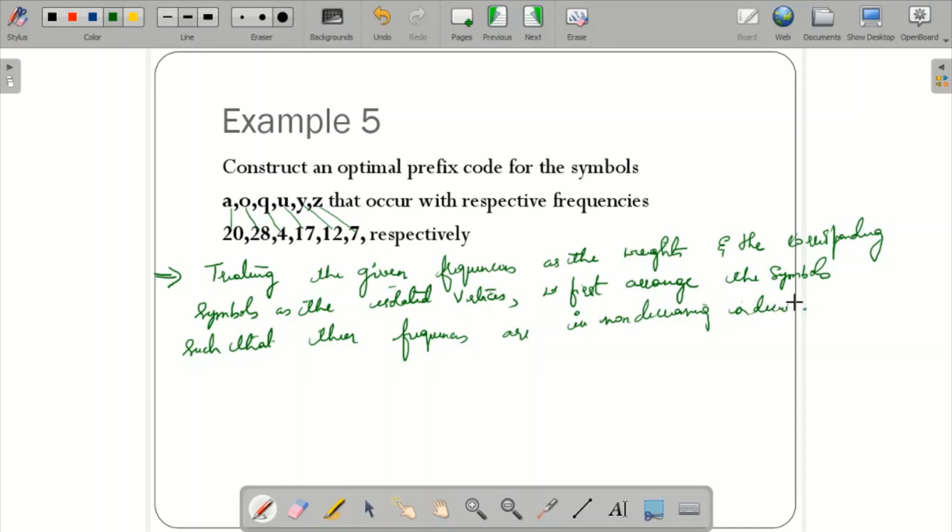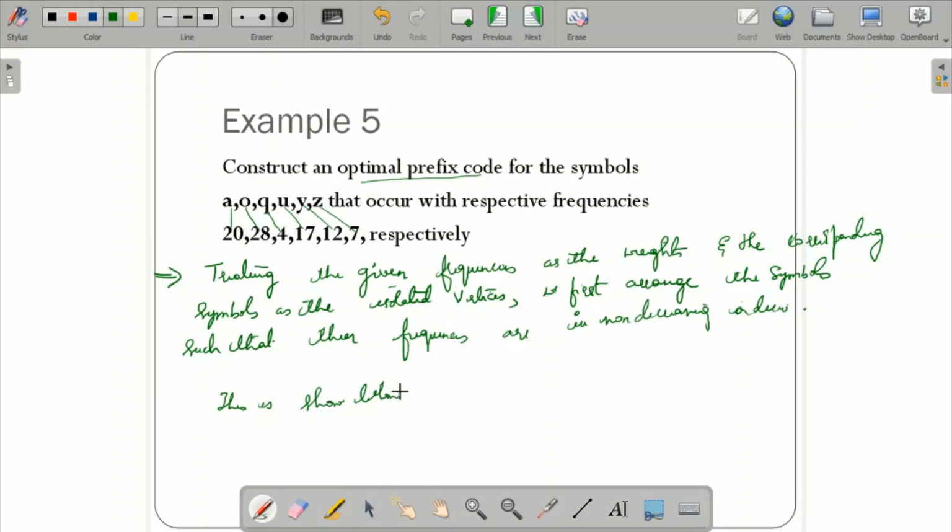The main job is to construct an optimal prefix code. Whatever symbols are given, their weights are also given. So the first step is to order them from the least to the highest. Treating the given frequencies as the weights of the corresponding symbols, let us arrange them in non-decreasing order. This would be the first step, shown below.